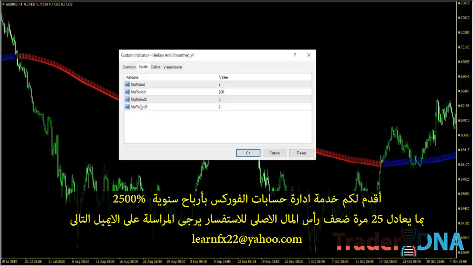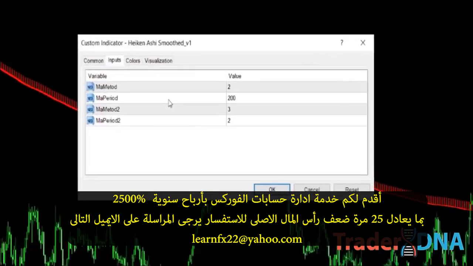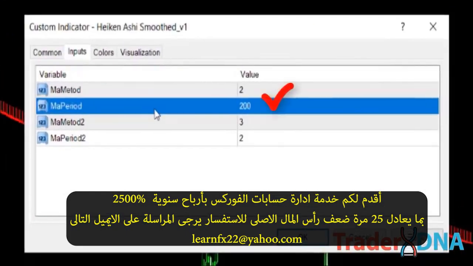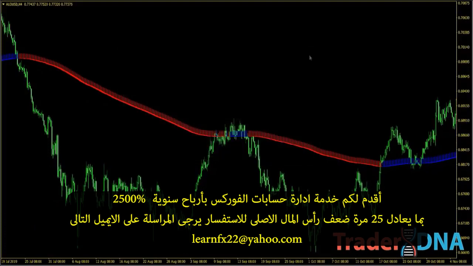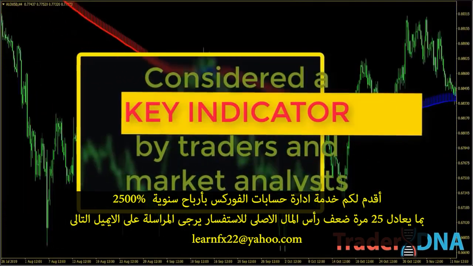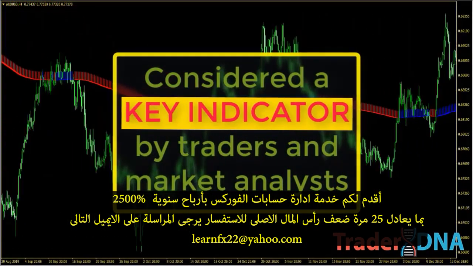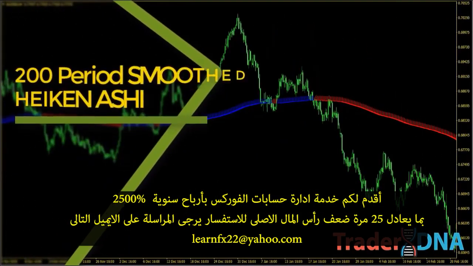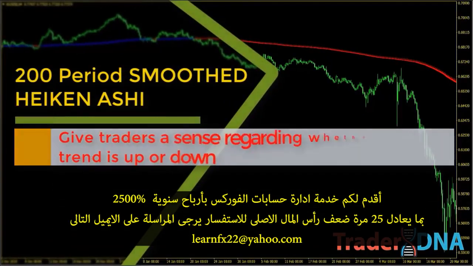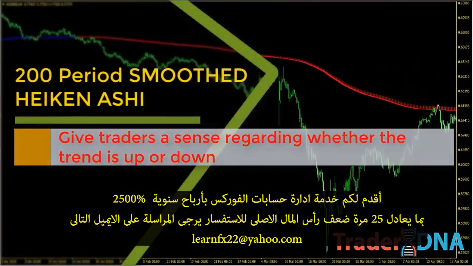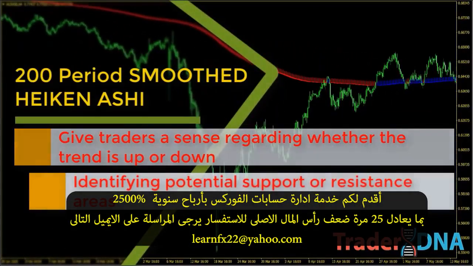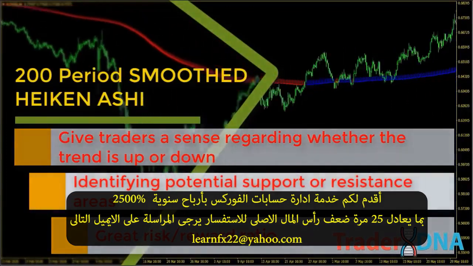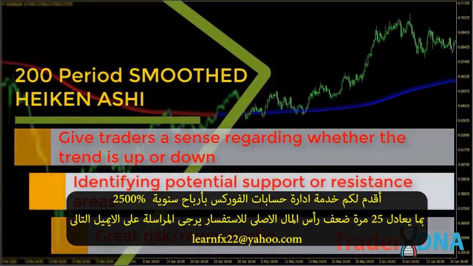If you enjoy swing trading or position trading, you could use the 200-period smoothed Heikin Ashi, which indicates long-term direction. The 200-period smoothed Heikin Ashi is considered a key indicator by traders and market analysts for determining overall long-term market trends. The 200-period smoothed Heikin Ashi can give traders a sense regarding whether the trend is up or down, while also identifying potential support or resistance areas that usually present a great risk-reward ratio.